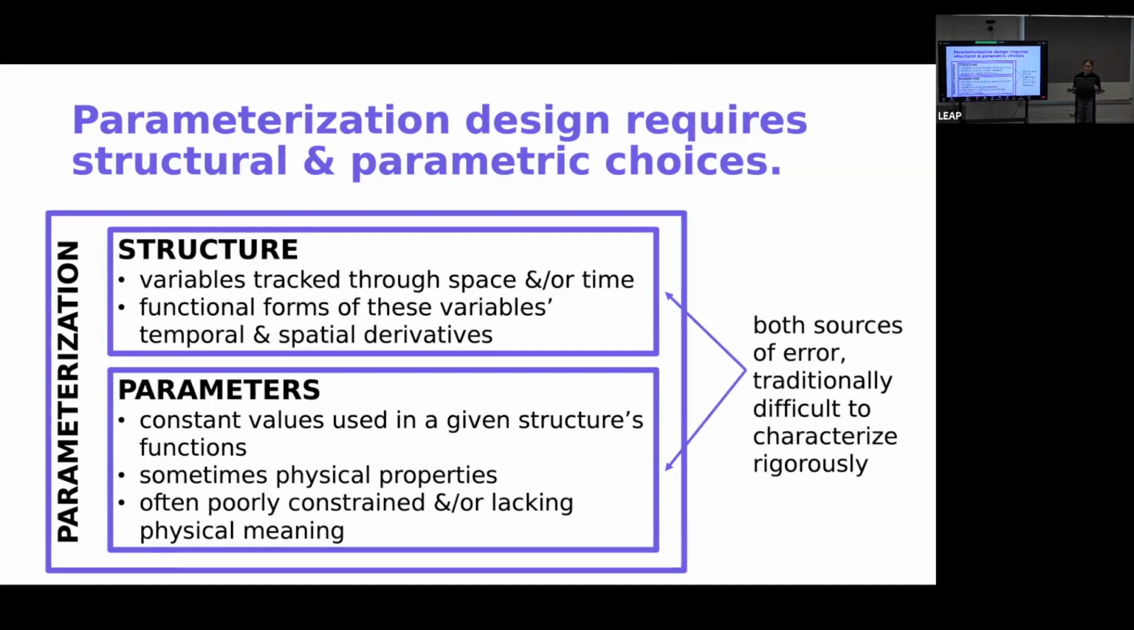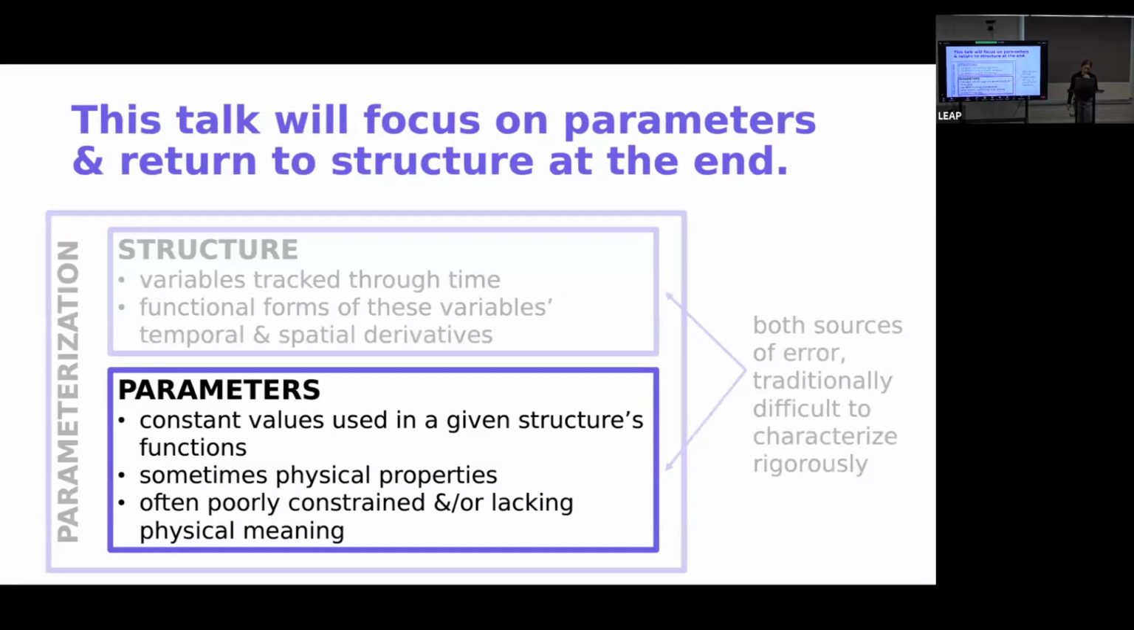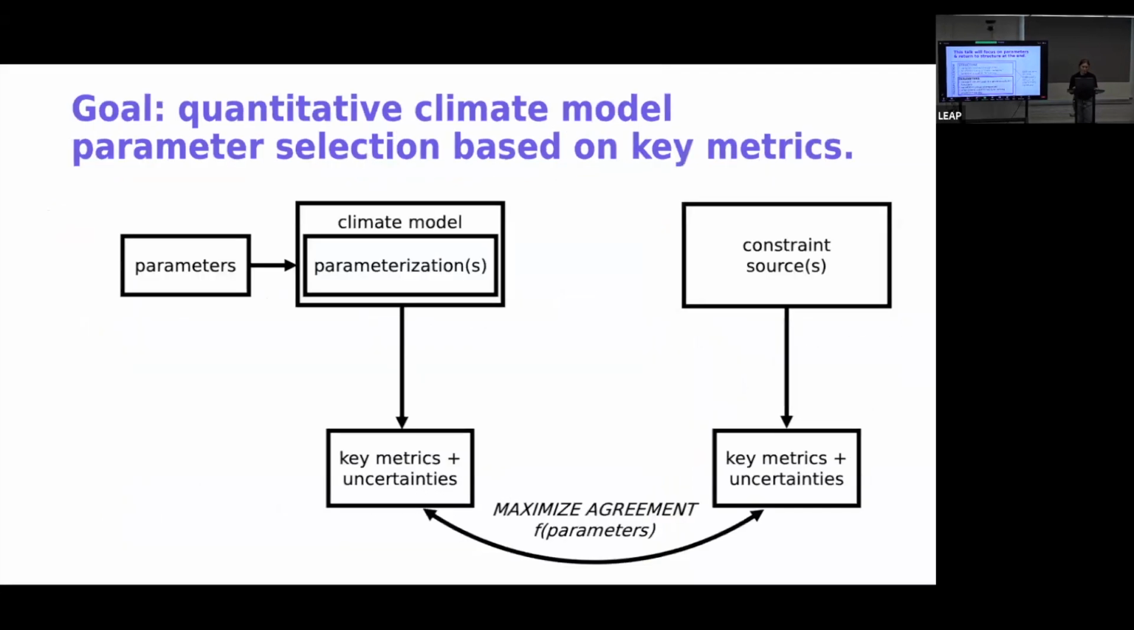But traditionally, it's difficult to characterize these structural and parametric errors rigorously and quantitatively, and also to untangle them to understand what's driven by parameter choice and what's driven by structure. And so today I want to talk mostly, or basically all about how we can improve parameter selection to make this more quantitative and to do more rigorous parameter estimation. But I just want to mention structure, as this is also very important, probably more important, and we're also thinking about that, which I'll touch on a little at the end.